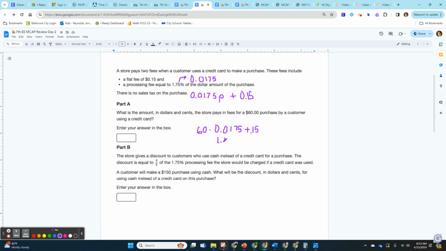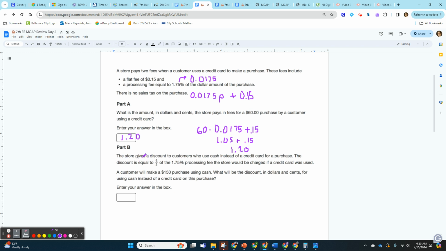So I get 1.05 plus 0.15, which is 1.2 or $1.20. So I would answer $1.20. And that makes sense, correct? Like, would you pay a $1.20 fee for a $60 purchase? Yes. If it was $12 or $20, the answer is probably no.